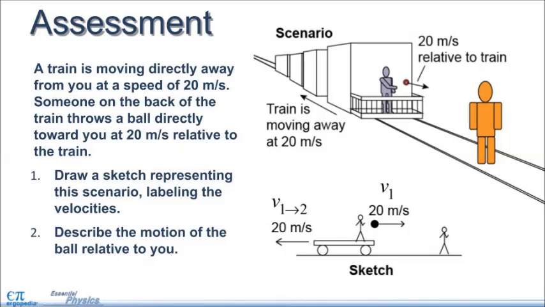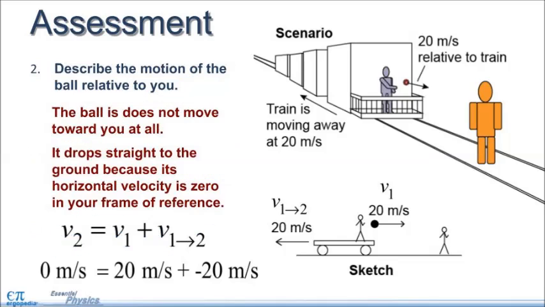Describe the motion of the ball relative to you. The ball does not move toward you at all. It drops straight to the ground because its horizontal velocity is zero in your frame of reference.